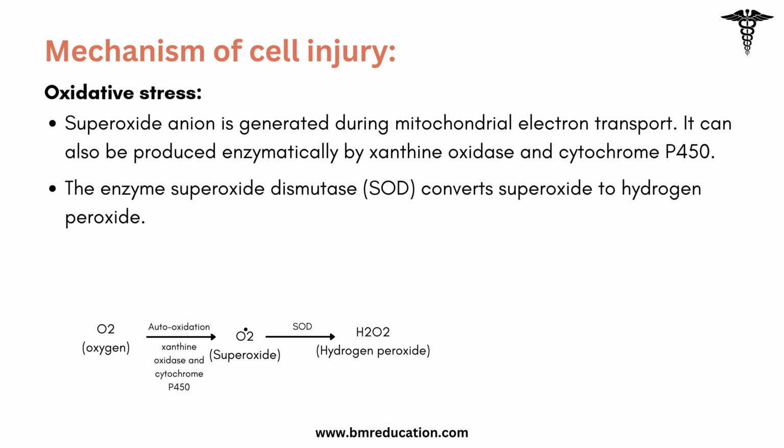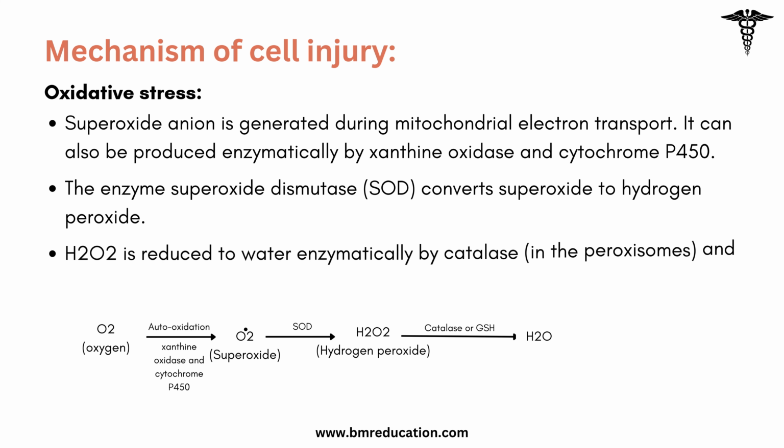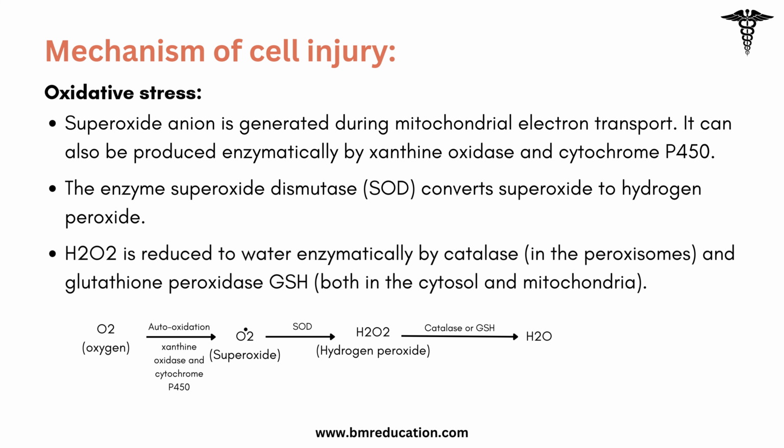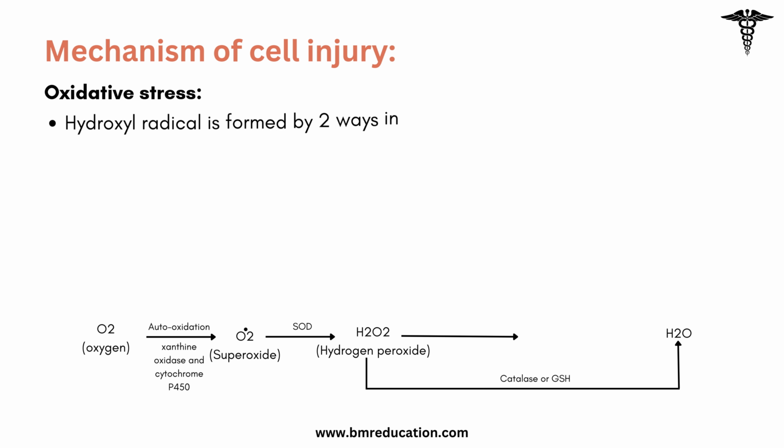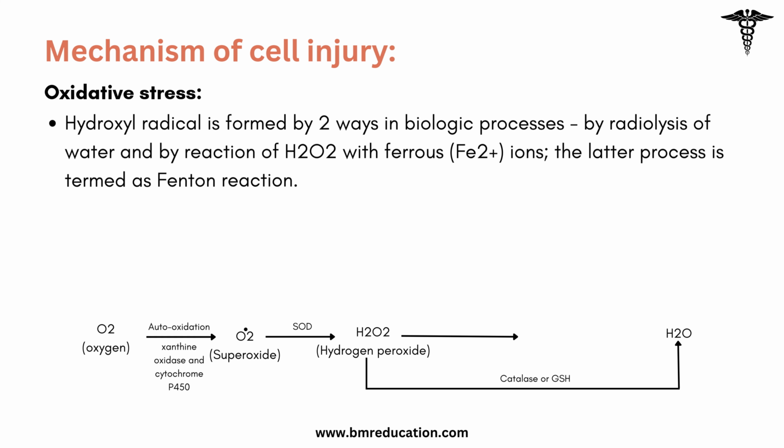The enzyme superoxide dismutase converts superoxide to hydrogen peroxide, and the hydrogen peroxide is reduced to water enzymatically by catalase and glutathione peroxidase. Hydroxyl radical is formed in two ways in biologic processes: by radiolysis of water and by reaction of hydrogen peroxide with ferrous ions, which is called the Fenton reaction.